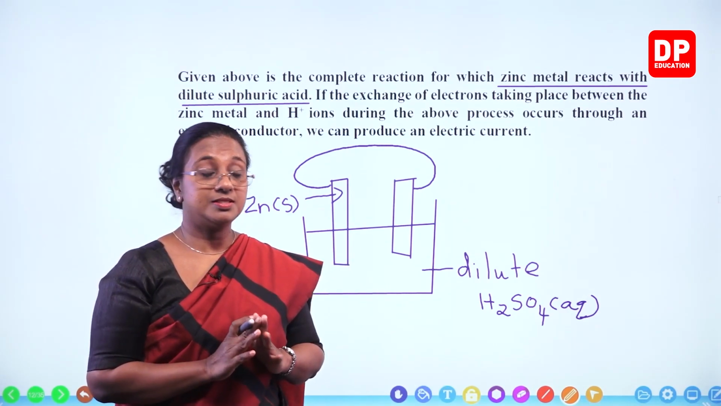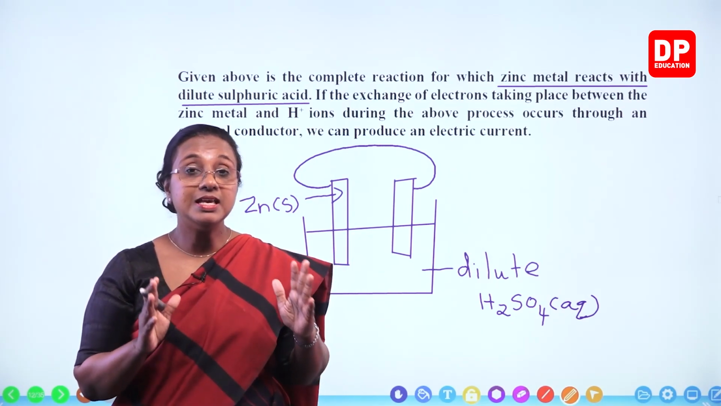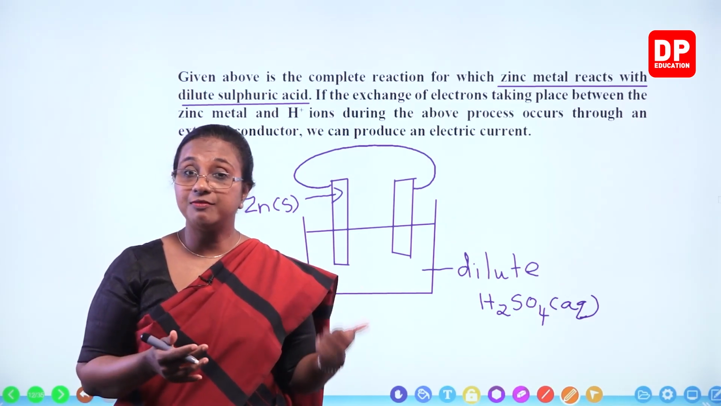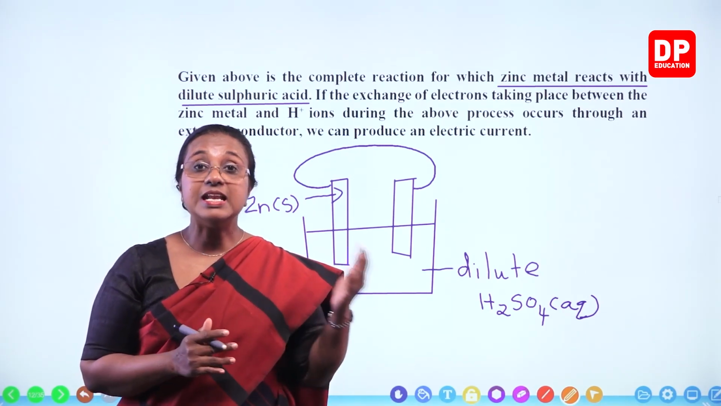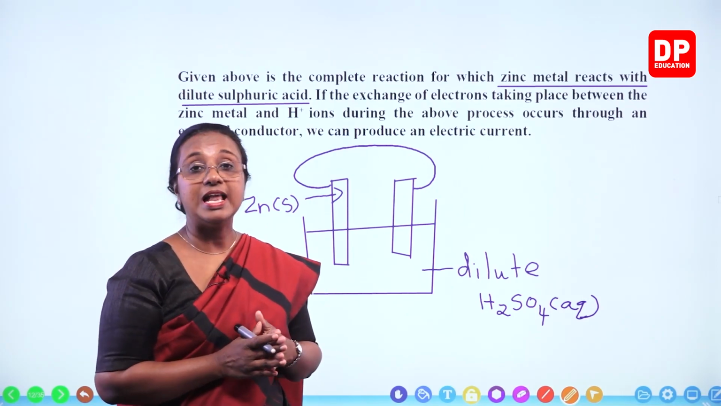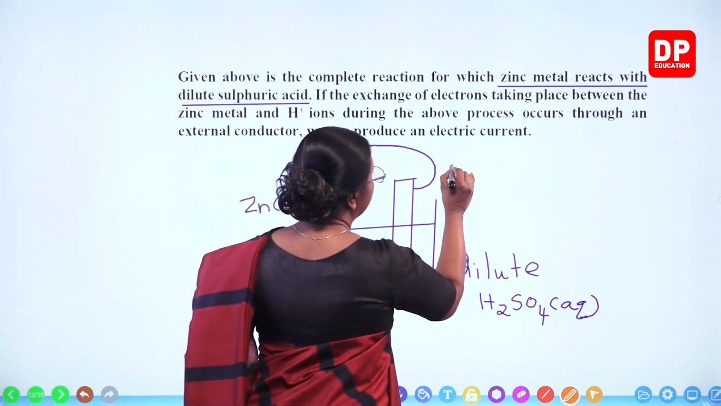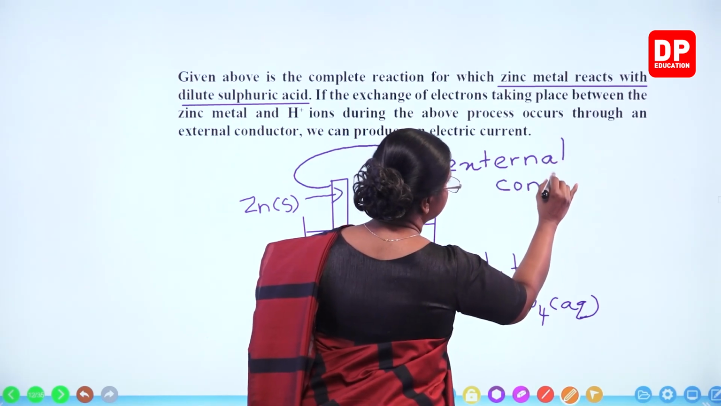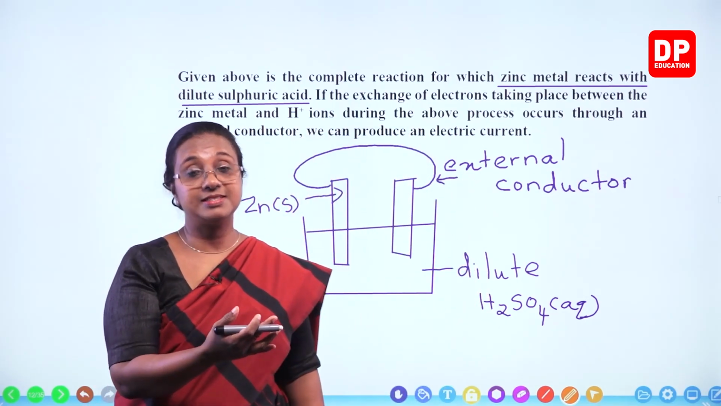So with this, students, I am going to end this chapter where we discussed what happens when we put a sheet of zinc into dilute sulfuric acid, and you became familiar with half reactions, balanced ionic reactions, and the balanced chemical reaction. So in the next chapter, we will see how we can have two electrodes together to produce electric current by making the exchange of electrons occur through an external conductor. So that is what we will try to do in the next chapter.